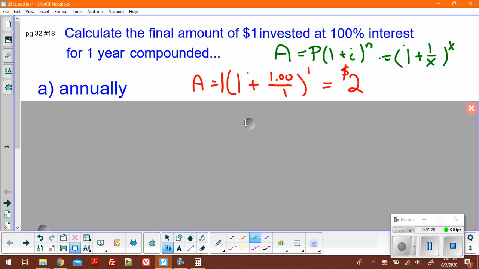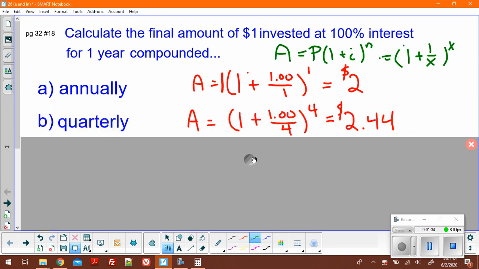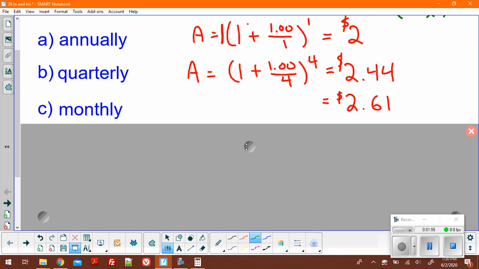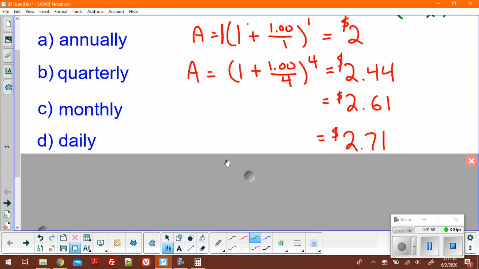When you start working this through, if you do it annually, so you earn 100% and deposit it at the end of the year, you go from $1 to $2. No big deal, but that should make sense. For quarterly, 4 times a year, you make a little bit more money, $2.44. Maybe you remember that from the grade 11 course: if you compound more often, you make more money. Not a huge amount, but you do make more money. Monthly, it goes up to $2.61. Every day, you get about $2.71.